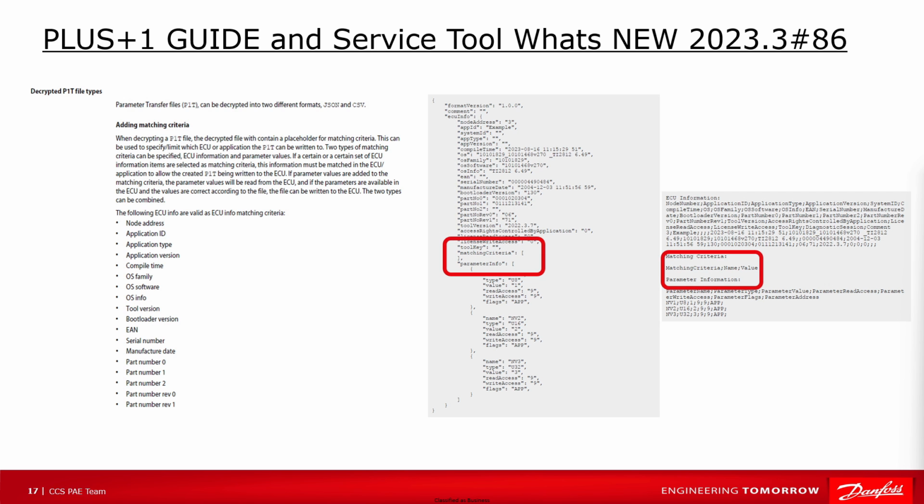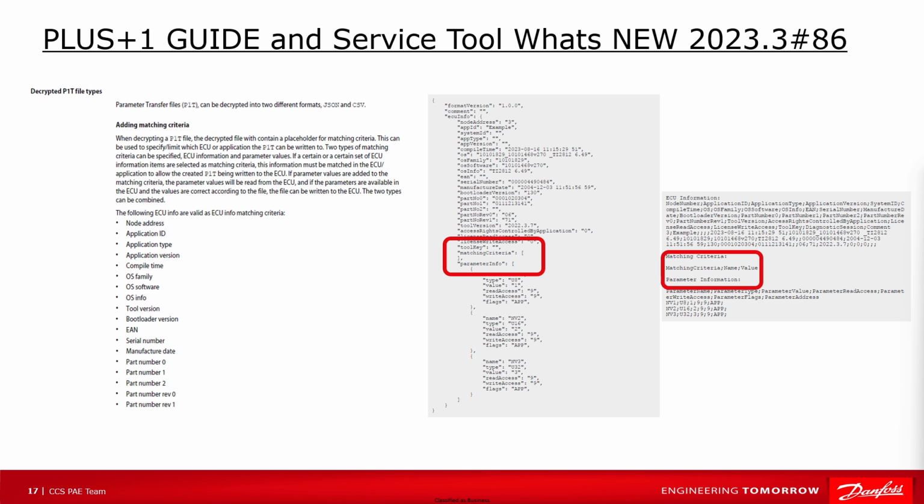When you decrypt the P1T file, you will get a placeholder section where you can add this matching criteria, and you can use items like ECU information and also parameter values as matching criteria. This can be used to specify or limit which ECU or application the P1T can be written to. Two types of matching criteria can be specified: ECU information and parameter values. If a certain set of ECU information items are selected as matching criteria, this information must be matched in the ECU application to allow the created P1T being written to the ECU.